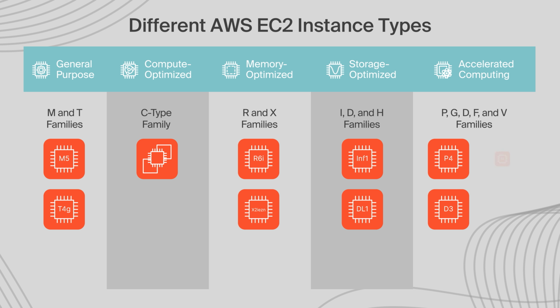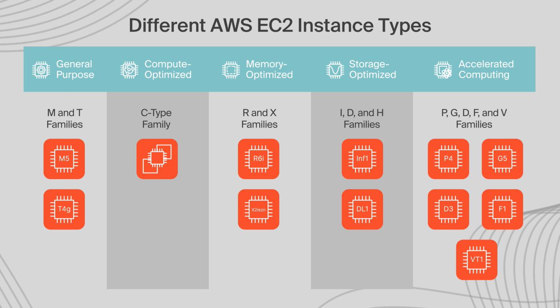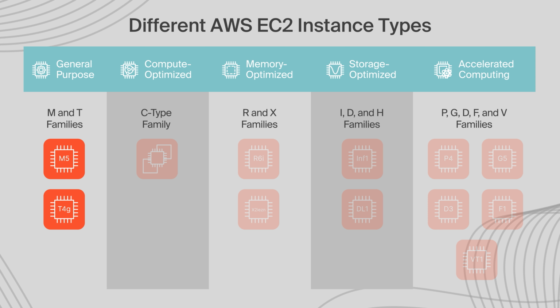Finally, there's the accelerated computing category, which includes GPU-powered instances like the P and G series. These are designed for AI training, machine learning, and graphics-heavy applications. If you don't know where to start, general-purpose instances are usually a safe bet. But understanding your workload can help you avoid overspending on power you don't actually need.